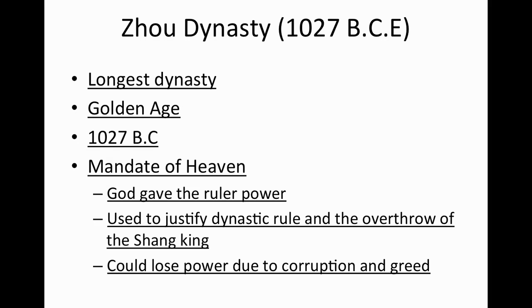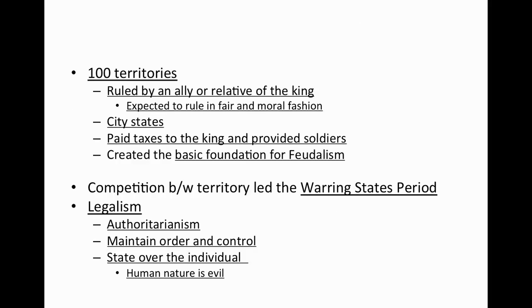It's during this dynasty that the mandate of heaven is established. It's the idea that God gave the ruler power. It was used to justify the overthrow of the Shang king. However, a ruler could lose his power if he was corrupt or greedy. Under the Zhou dynasty, there was a lot of expansion. There were 100 Chinese territories, all ruled by an ally or relative of the king.